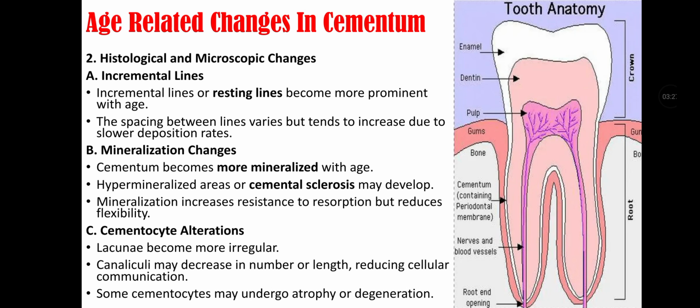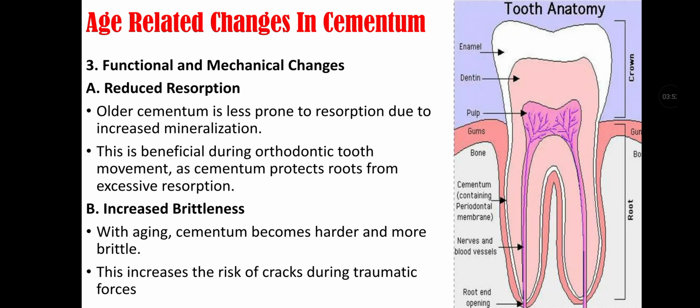Second is mineralization changes. As cementum becomes more mineralized with age, hypermineralized areas or cementum sclerosis may develop. Mineralization increases resistance to resorption but reduces flexibility. Third is cementocyte alteration. As lacunae become more irregular, canaliculi may decrease in number and length, reducing cellular communication. Some cementocytes may undergo atrophy or degeneration.